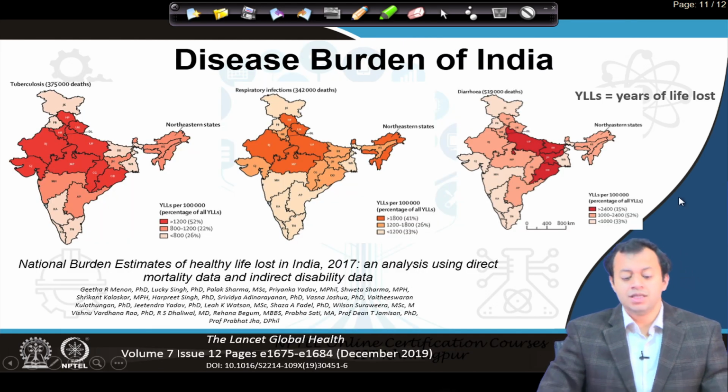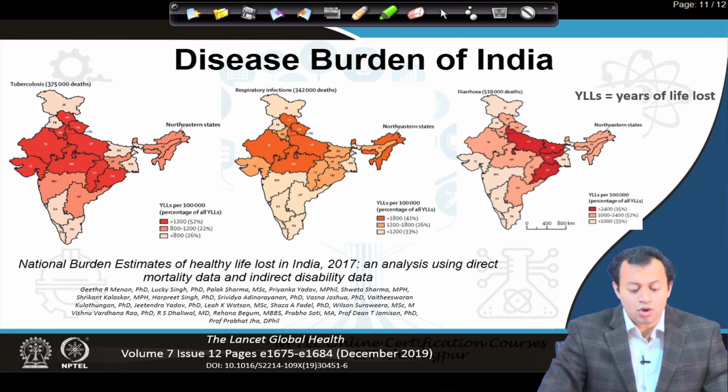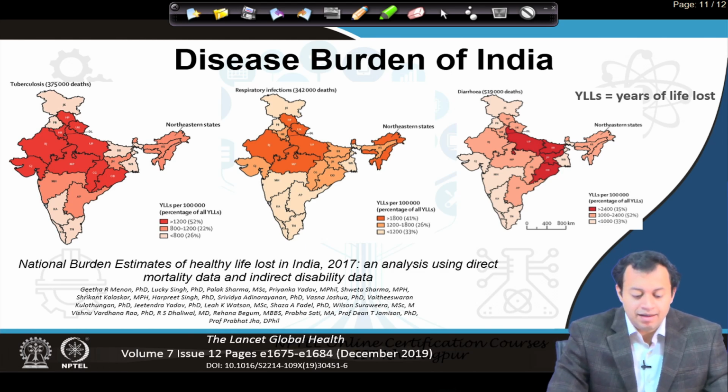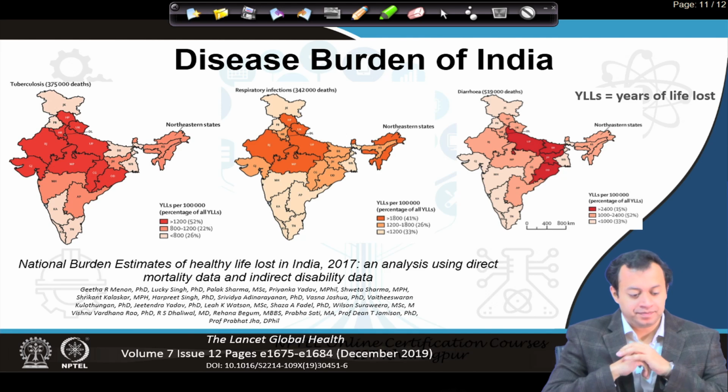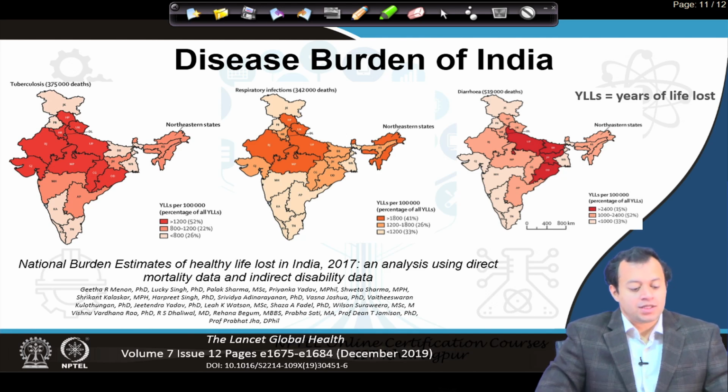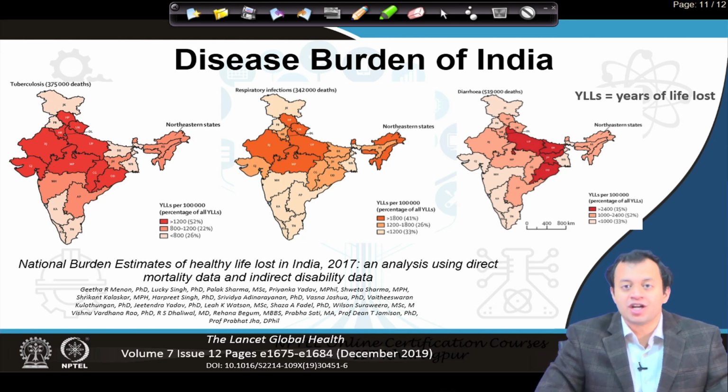Next, what is the disease burden of India? These are some of the shocking statistics that I found from papers in the Lancet. We are not discussing tremendously complicated diseases like brain tumor or cardiac diseases or coronavirus per se. We are discussing normal diseases such as tuberculosis, respiratory infection and diarrhea. Okay. And see the total number of deaths depicted. This is a compilation of all the data from 2017.